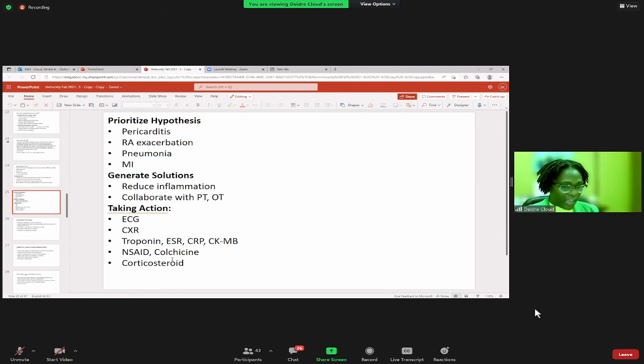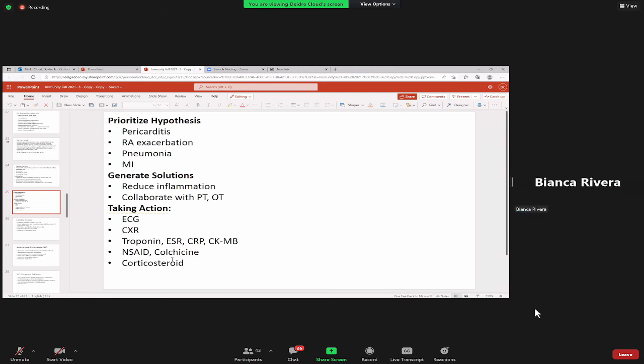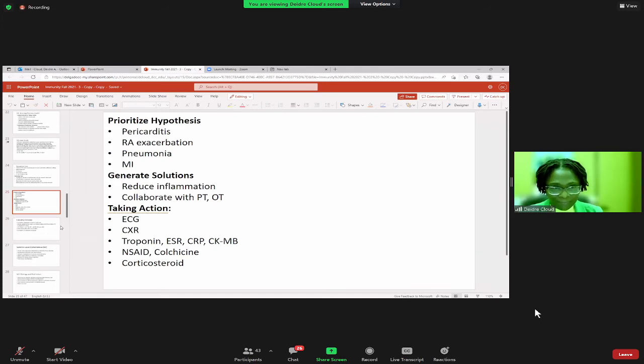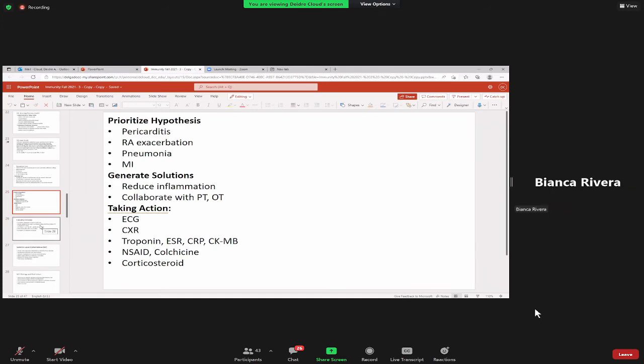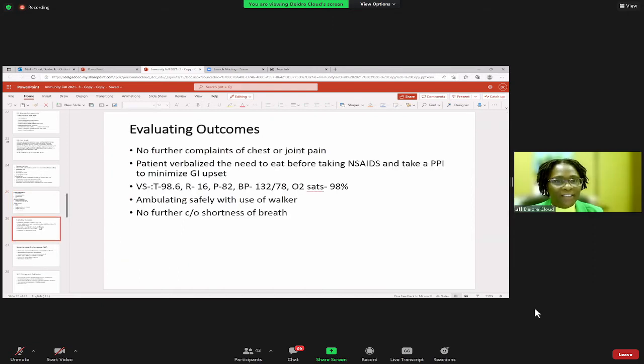So after we take action, what do we need to evaluate? If it worked. And how do we know it worked? The patient's symptoms are less or gone. Exactly. No further complaints of chest or joint pain, because we're assuming that this chest pain was from the rheumatoid arthritis. The patient didn't have a heart attack, none of that. And so the patient verbalized the need to eat before taking his NSAID or take a PPI to minimize GI upset. The vital signs are now all stable. They're ambulating safely, and there's no further complaints of shortness of breath.